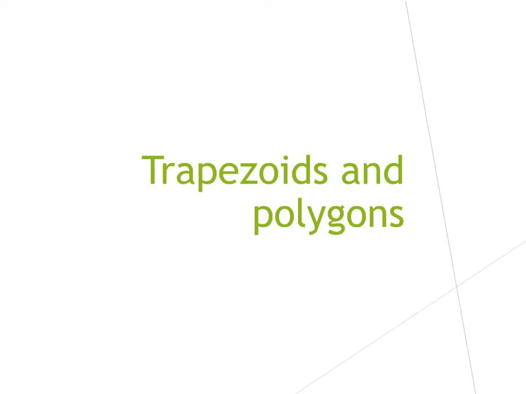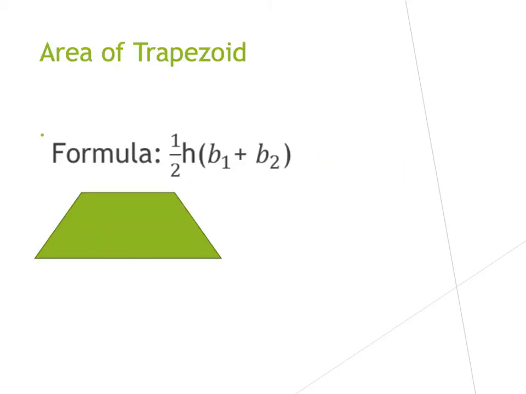Okay, today we're going to learn how to find the area of trapezoids and other polygons. Okay, the formula for the area of a trapezoid is 1/2 times height times base 1 plus base 2.